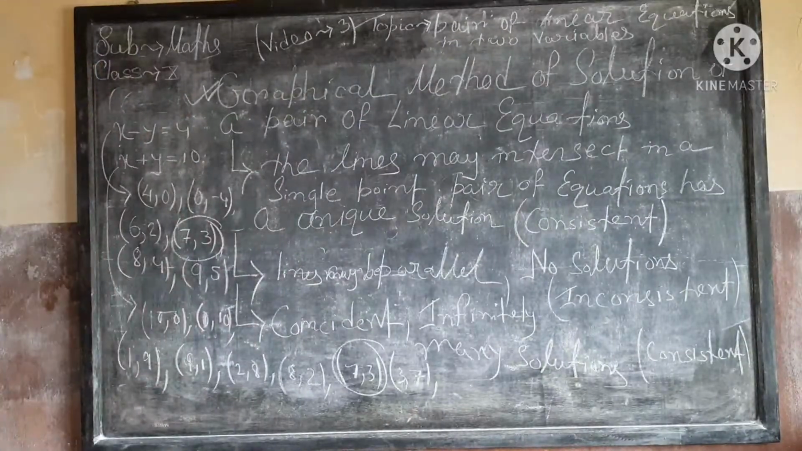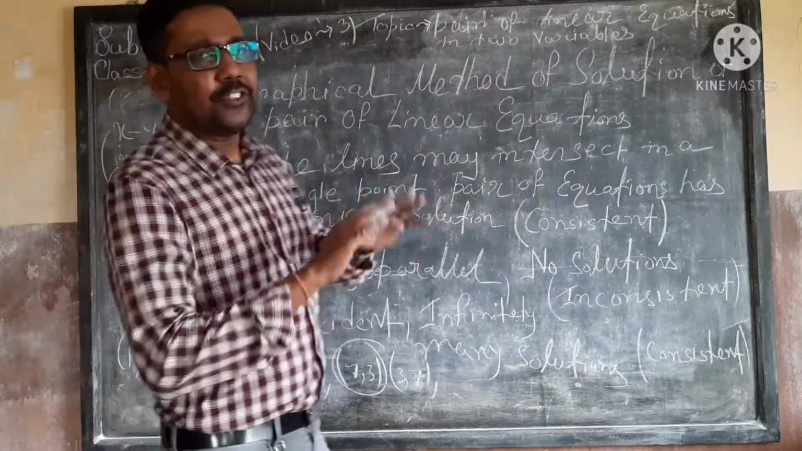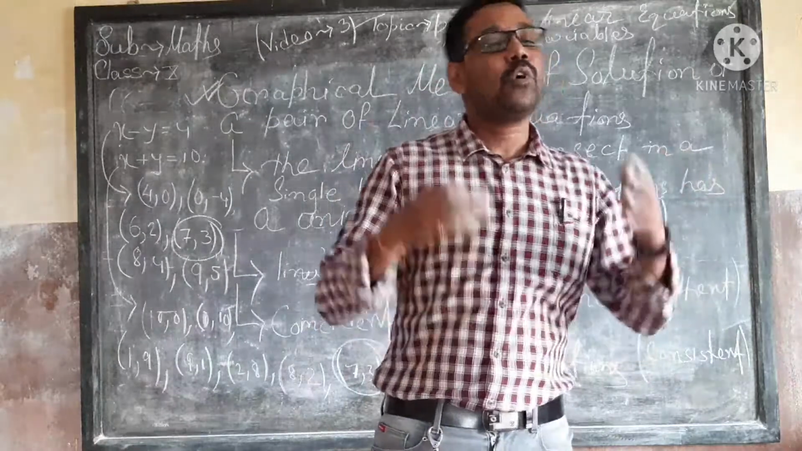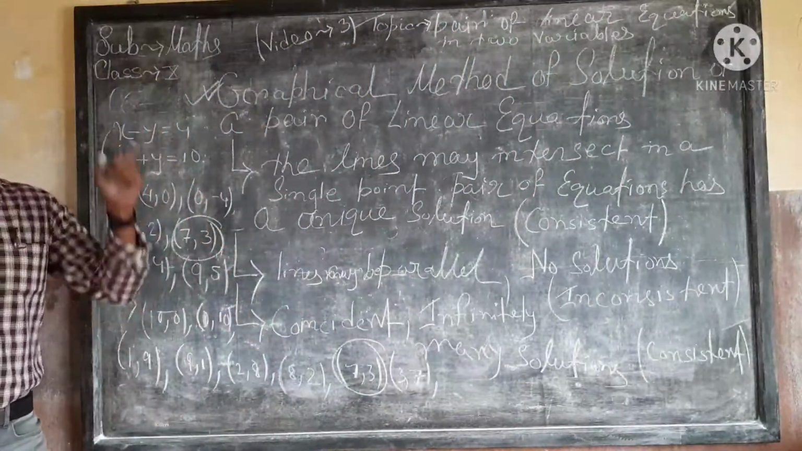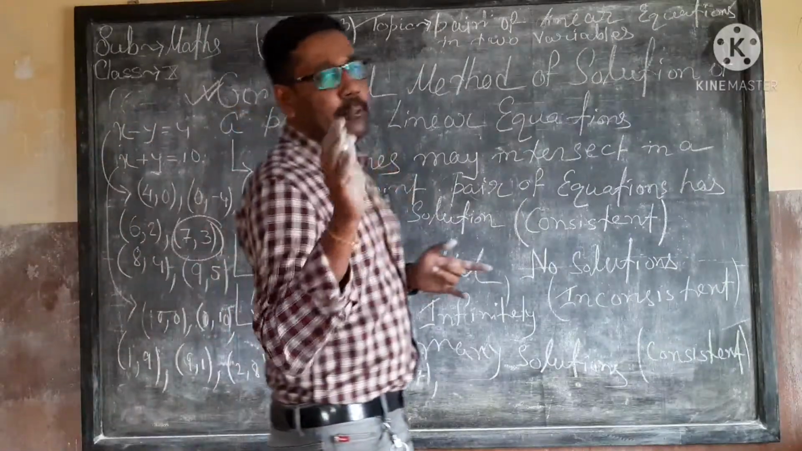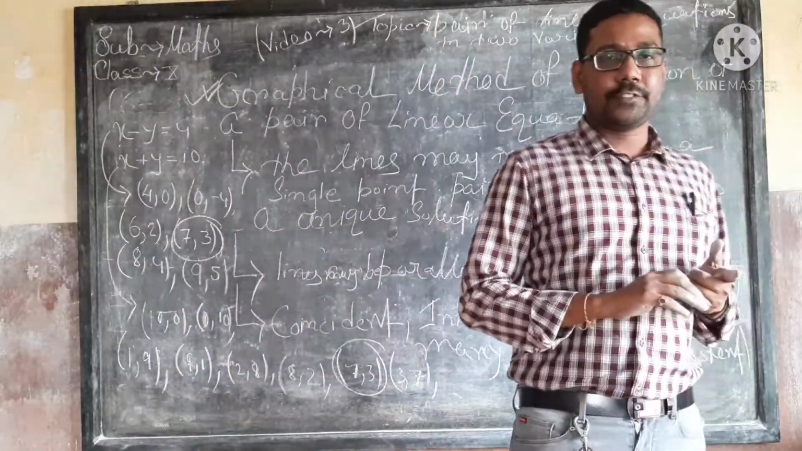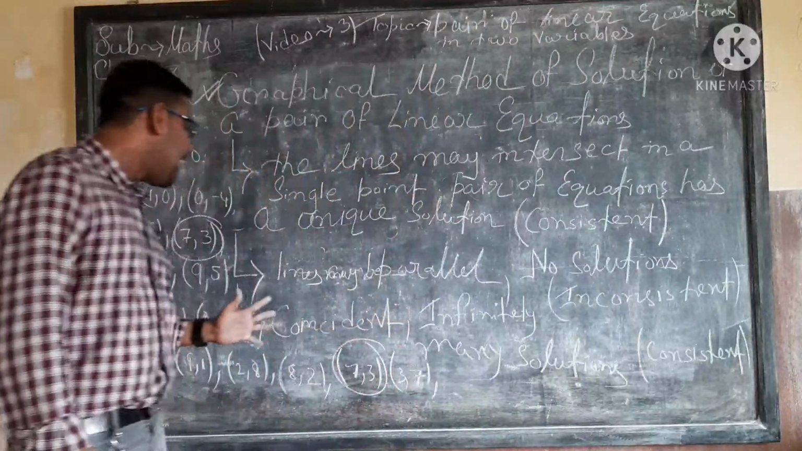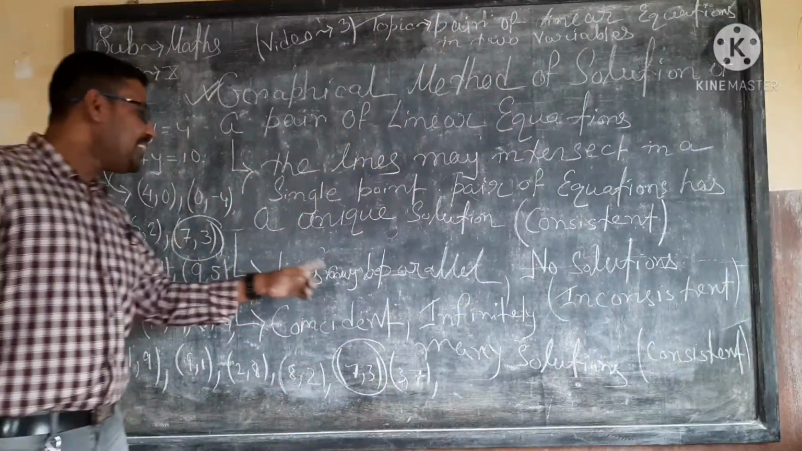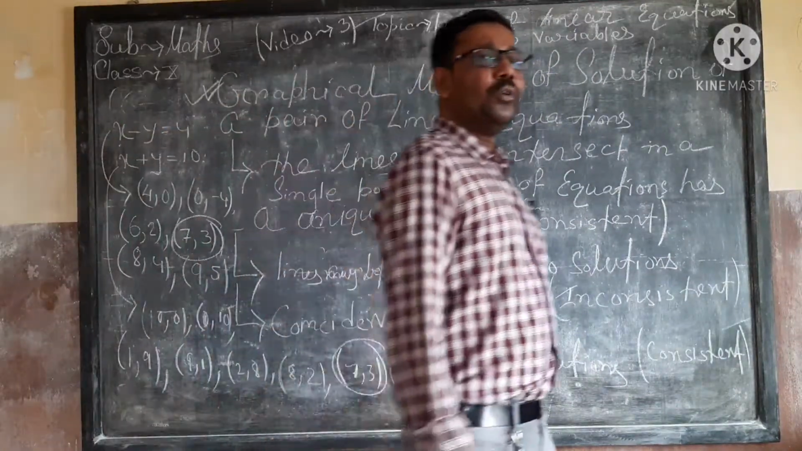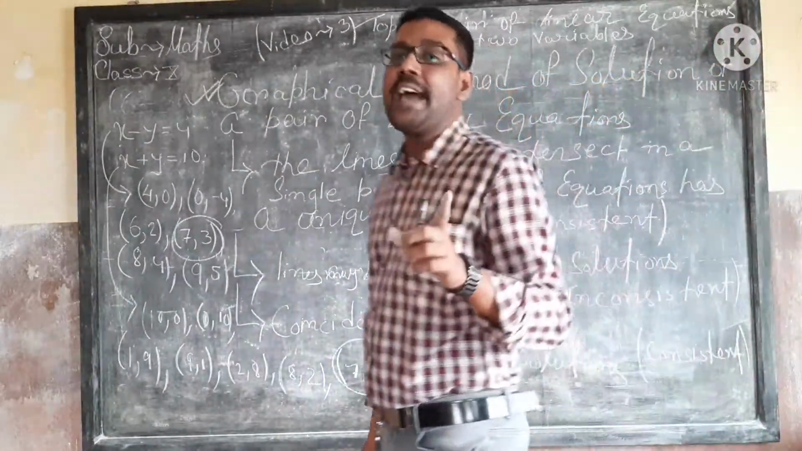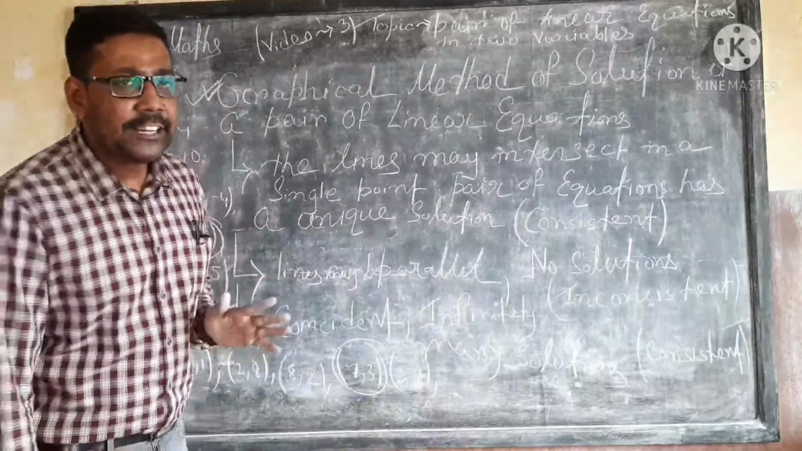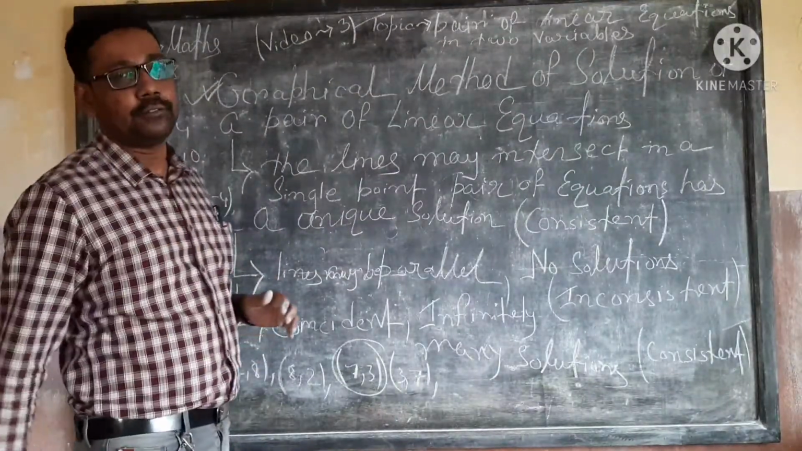So when the two lines are parallel to each other, we cannot find any solution. That means there is no solution for this pair of linear equations. And the third criterion is the coincident. These two lines may be coincident to each other, and this time we get infinitely many solutions.